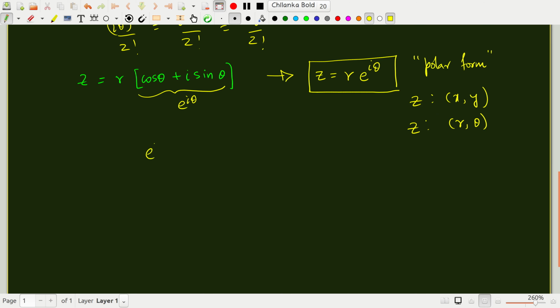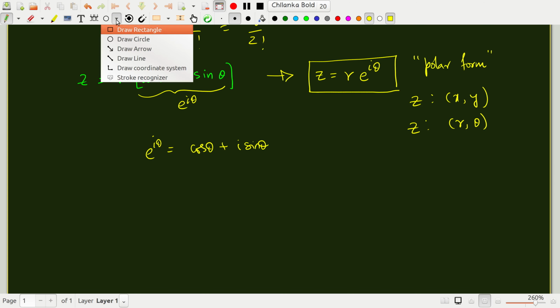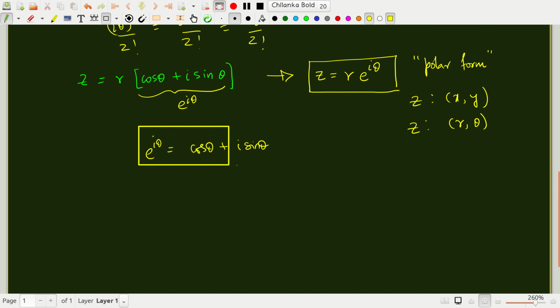So e to the I theta is cos theta plus I sine theta, is a very important and fundamental formula in complex numbers. This is probably called the de Moivre's theorem or something like that. E to the I theta is cos theta plus I sine theta is something that's extremely fundamental.